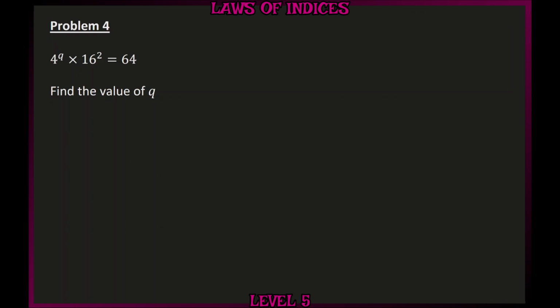I'm going to use powers of 4 and can say that 4 to the power of q multiplied by 16 to the power of 2 is equal to 64, can be rewritten as 4 to the power of q multiplied by, well, 16 is 4 squared, so 4 squared, still with a power of 2 on it, is equal to 64, which can be written as 4 cubed, because 4 times 4 times 4 is 64.